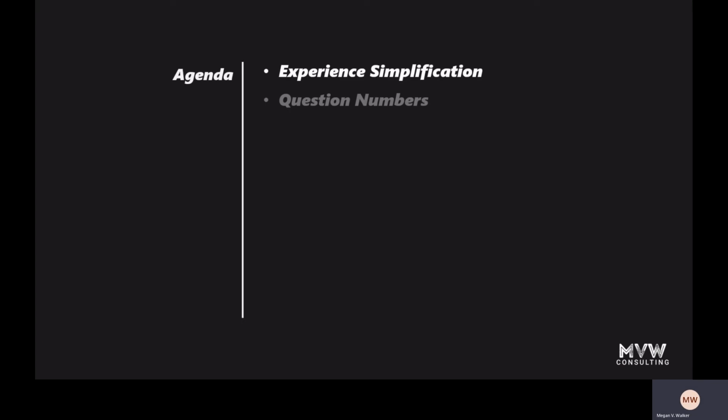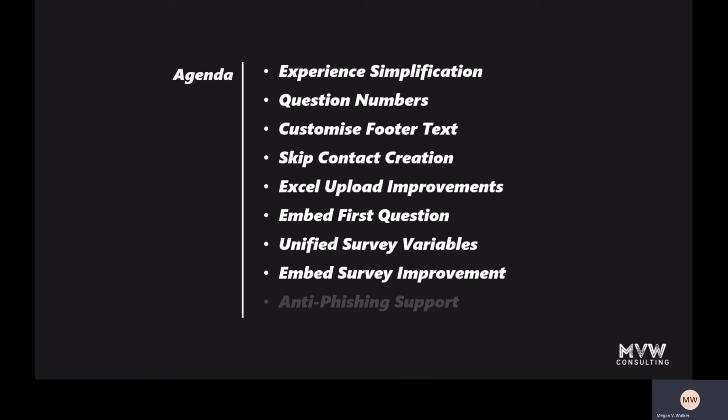All right, so let's go ahead and look at the agenda. The first thing we're going to look at is the simplification of the overall experience of Forms Pro and how that's been changed. The ability to actually hide question numbers and also to make changes to the footer text. You can customize that. We'll also look at how you can skip contact creation and why that might be of interest. We've got some changes to the Excel upload process. We also will look at embedding the first question of your survey into an email. And then we'll look at unified survey variables and what that means. Also, we've got some changes to embedding surveys into websites, some improvements there, and also we've got anti-phishing support, so we'll cover that too. So let's go ahead and actually jump into Forms Pro.